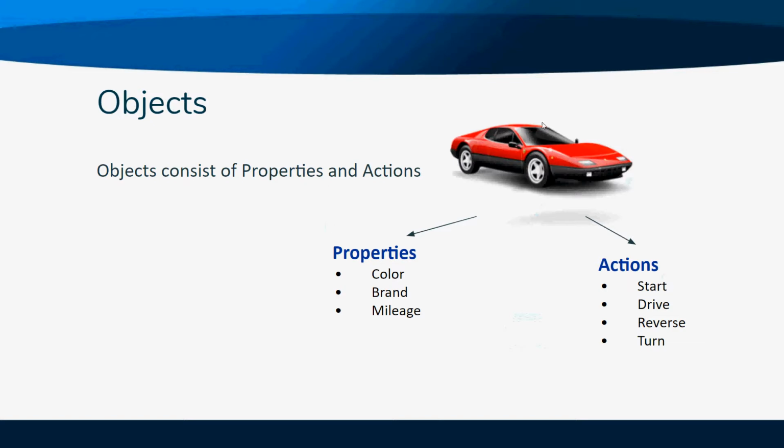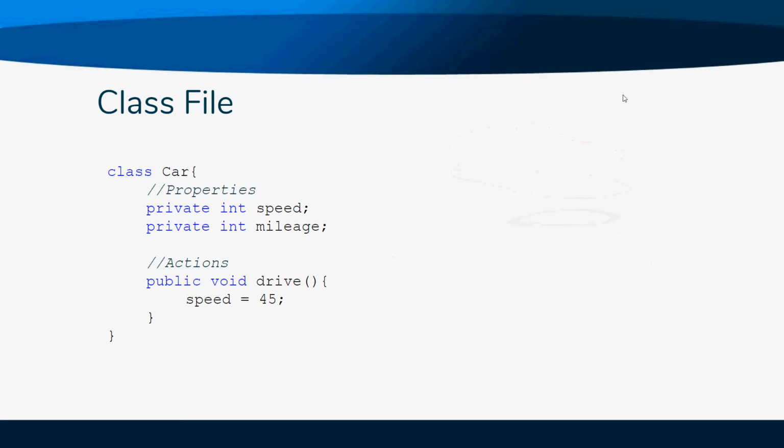Okay, so here's an example. Here I have a car object. Properties that might be of a car. You could have the color, the brand, the mileage. Actions, it could drive, it could start, it could go in reverse, it could turn. So we're breaking down this car into properties and actions. And what becomes of that is your properties become your private variables and your actions become your methods. So here's our class car. I've got a couple of properties, got a couple of actions.